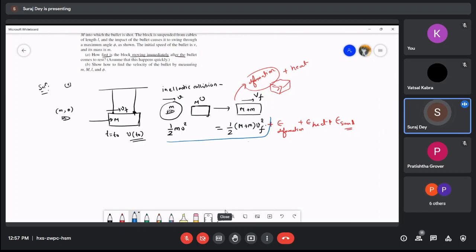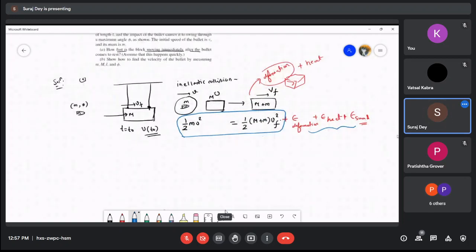If you just write this much of the equation, then this is definitely wrong because you would have missed these other contributions. So then what do you do? Note that even though kinetic energy is not conserved, your momentum is still conserved.